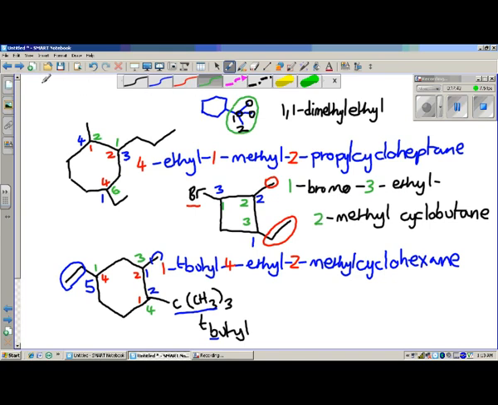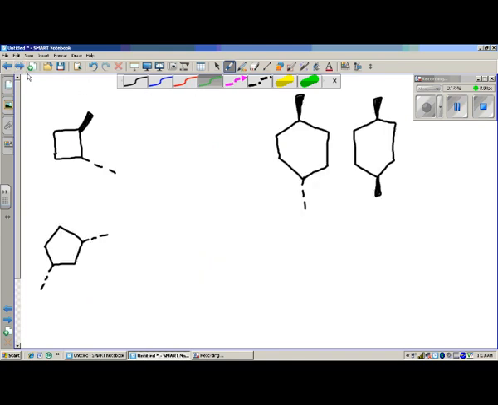Alright, the last thing I want to talk about here is a little bit about stereochemistry. Before we get into a more detailed talk about it, which we will do later on, we're simply talking about two terms here: cis and trans.